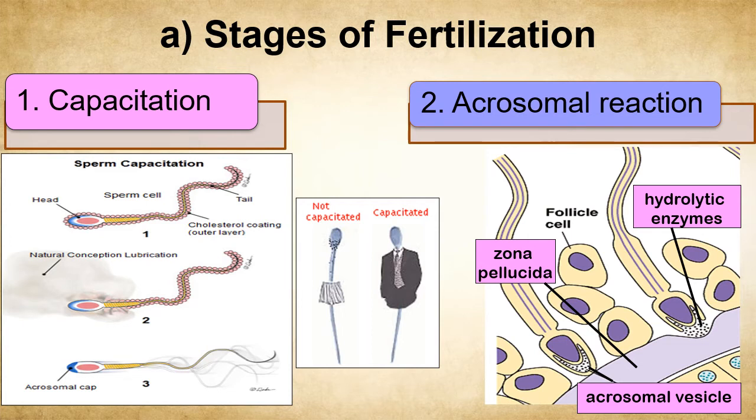The capacitated sperm is able to migrate through layers of granulosa cells or follicle cells, also known as corona radiata, and reaches the zona pellucida. Acrosomal reaction is the digestion of the zona pellucida by the enzymes discharged from the acrosomal vesicle via exocytosis.